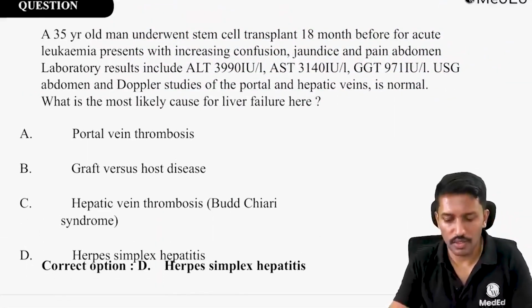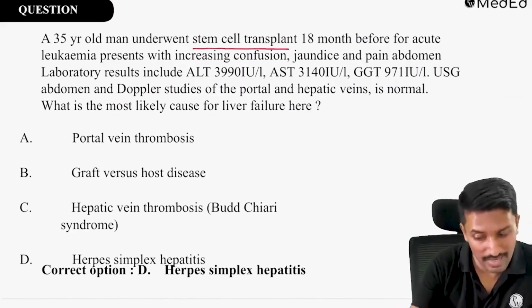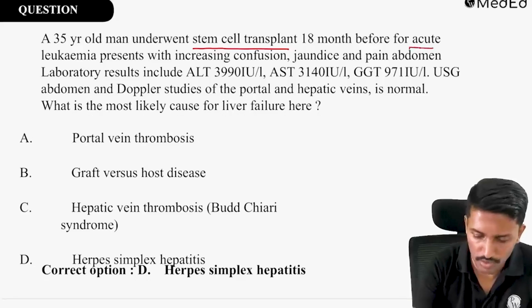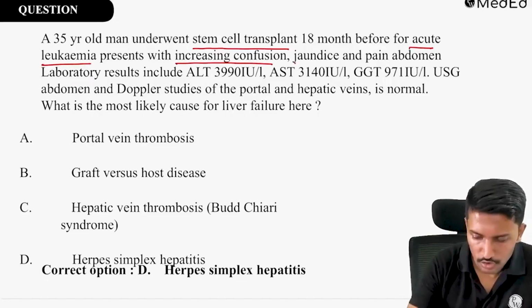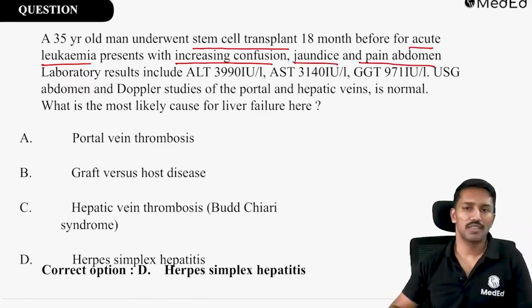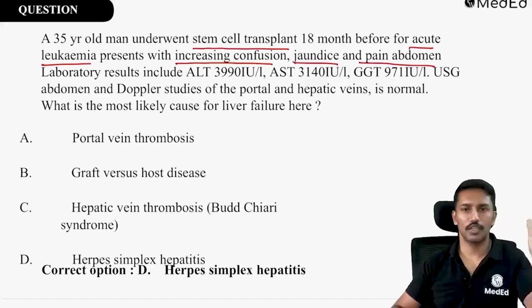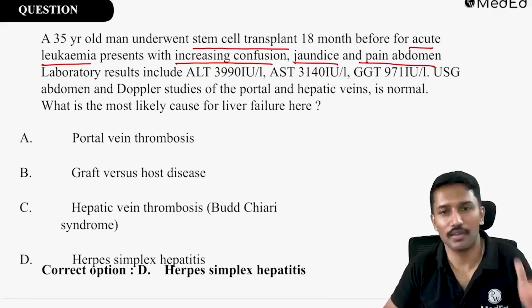So here we have a 35-year-old man who has undergone a stem cell transplantation 18 months ago for acute leukemia. Now he presents with increasing confusion, jaundice and pain abdomen, right? Now any patient who is presenting with confusion and jaundice, the first thing that should strike my mind is that he is developing hepatic encephalopathy.